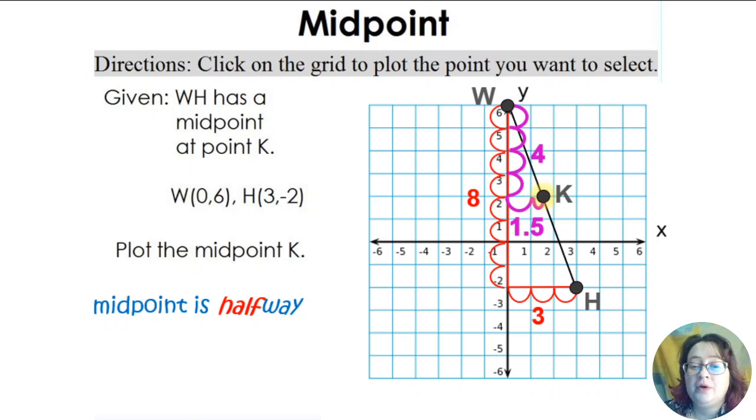I went over 1.5 from the origin, so my x value is 1.5. And then it's up to 1, 2, here. So my ordered pair is (1.5, 2).